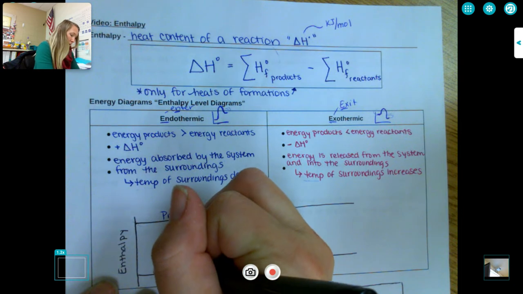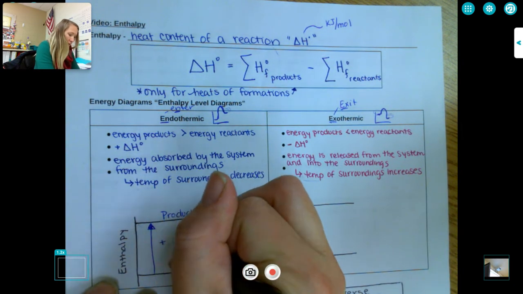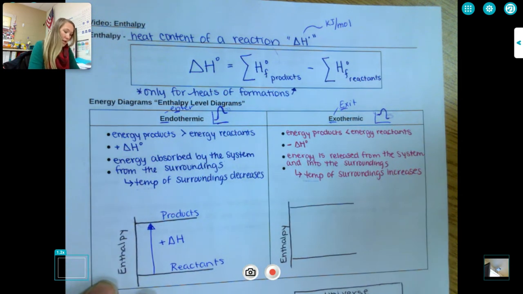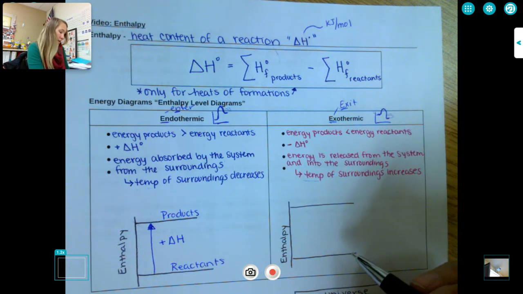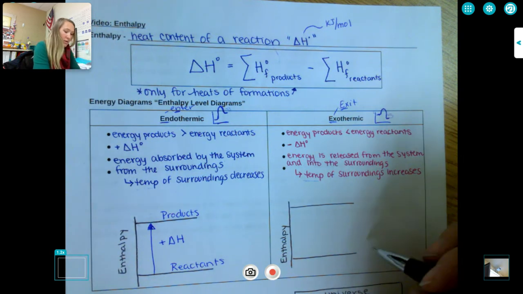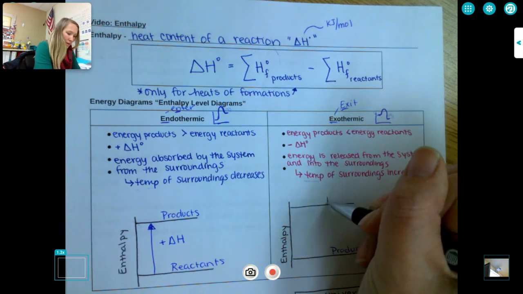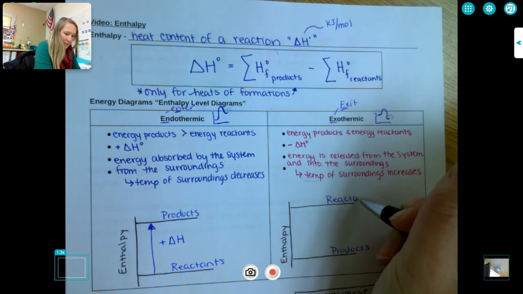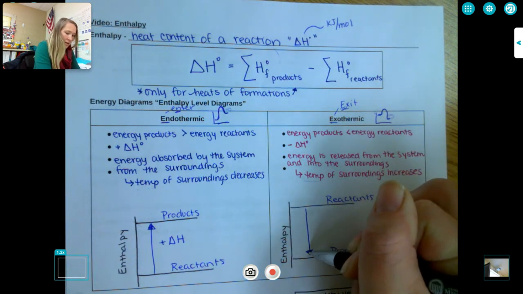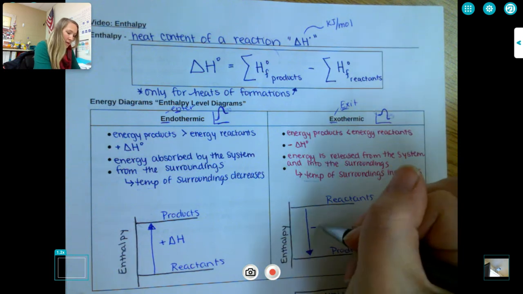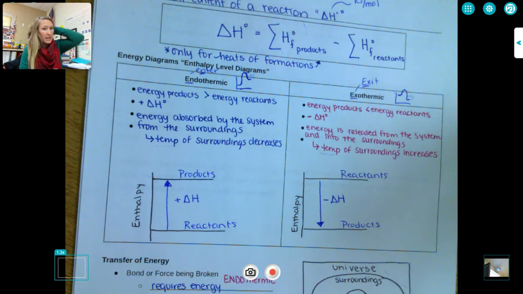So I'd say that they are increasing in enthalpy, which gives me a positive delta H. Exothermic means that my products are at a lower energy than my reactants. So I'm decreasing in enthalpy to make this happen, which would be a negative delta H. And we can draw out these for multi-step reactions.